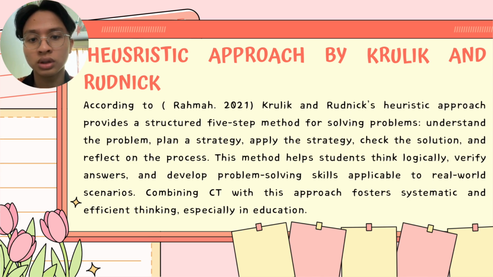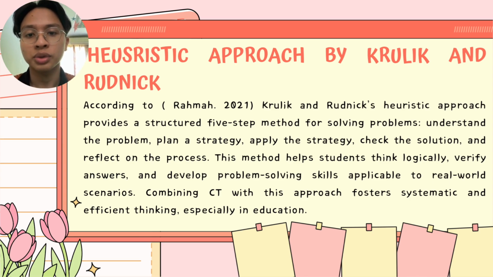So, I apply the heuristic approach by Krulik and Rudnick. According to Rahmah 2021, the Krulik and Rudnick heuristic approach provides a structured five-step method for solving problems. First, understand the problem. Second, plan a strategy. Third, apply the strategy. Fourth, check the solution. And fifth, reflect on the process. These methods help students think logically, verify answers, and develop problem-solving skills applicable to real-world scenarios. Combining CT with this approach fosters systematic and efficient thinking, especially in education.